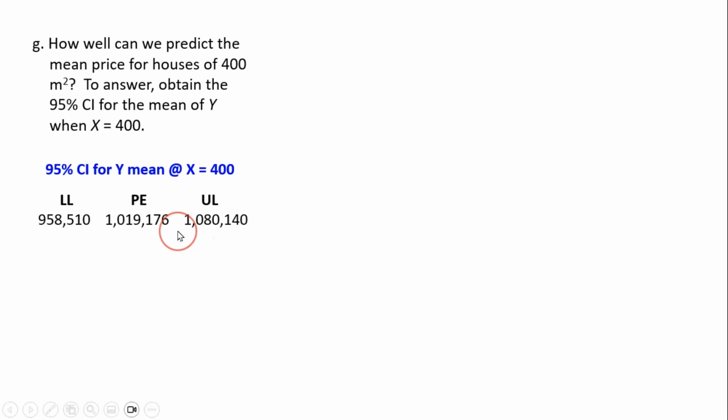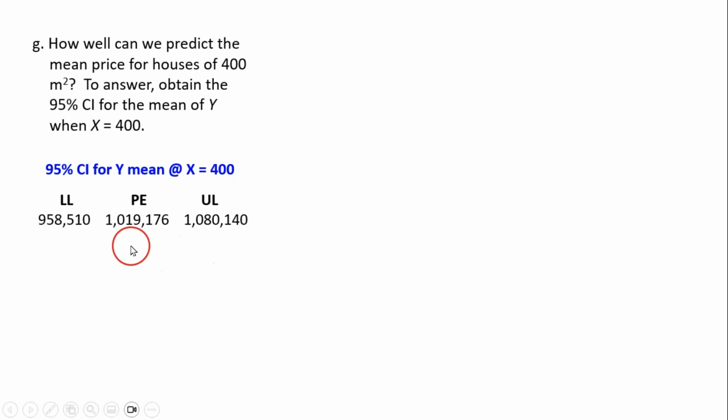I took that from the output, and I'll also give you a picture of it. Here is the 95% confidence interval for that mean y predicted value when x is 400. The lower limit is 958,500. There's our point estimate, and the upper limit is 1,080,140.